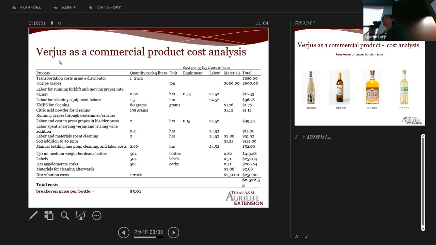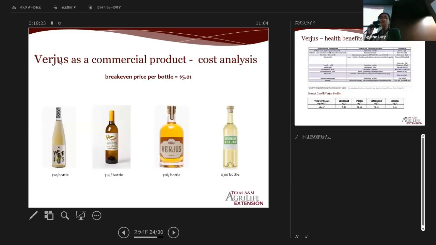What do we know about how much other people charge for verjus? These are some prices that I was able to find out online. So these are all verjus bottles that are being commercially sold right now. And those are the prices that they are selling for. So the lowest price I found was $14 per bottle. The highest was $30 per bottle.